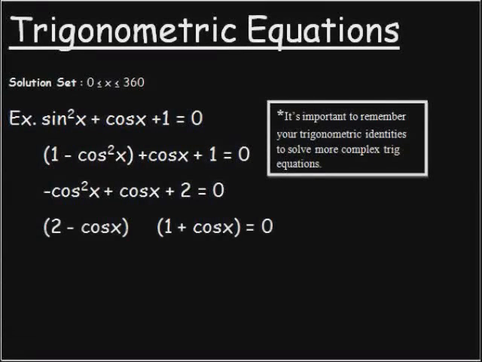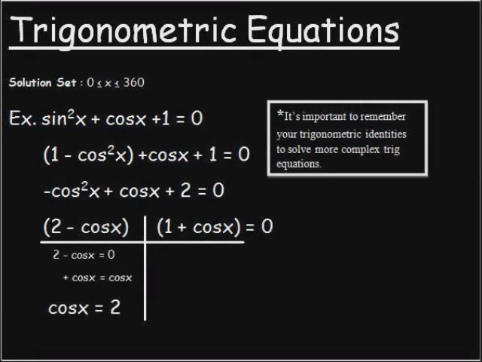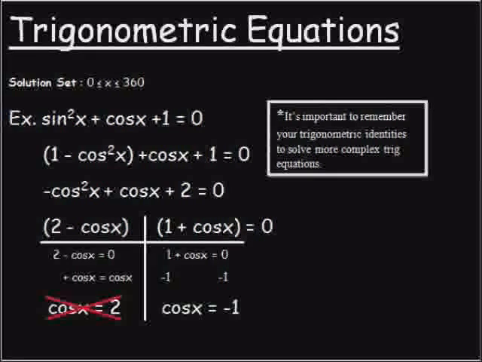Now you would factor this and get 2 minus cosine x times 1 plus cosine x equals 0. Now let's work with the right side first. So 2 minus cosine x equals 0. You would add cosine x to both sides of the equation. You would then get that cosine x equals 2, but this is not a valid answer because cosine x could never equal 2. Now working with the left side, you get 1 plus cosine x equals 0. You'd subtract 1 on both sides of the equation, and you would get that cosine x equals negative 1.